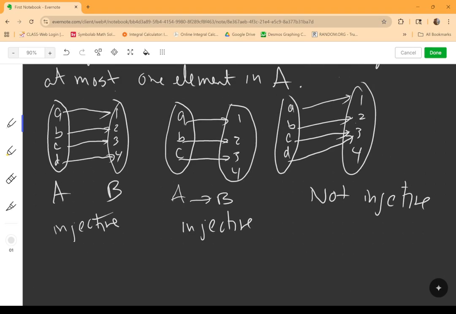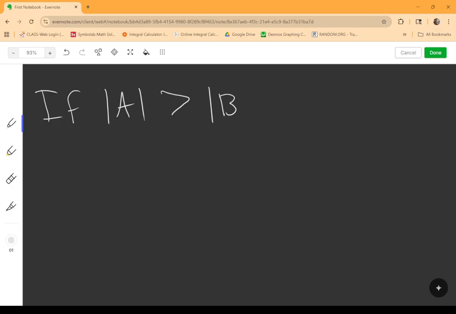All right, now, in terms of the size of the sets, because that would play a part in this: if the size of set A is bigger than the size of set B, then f is not injective.